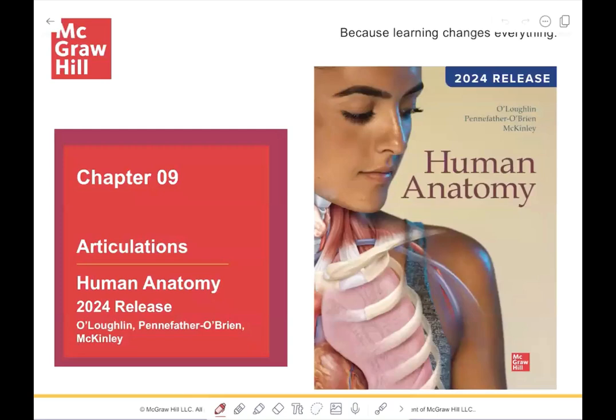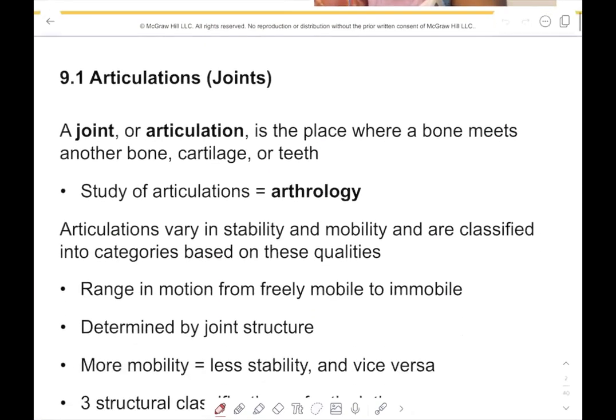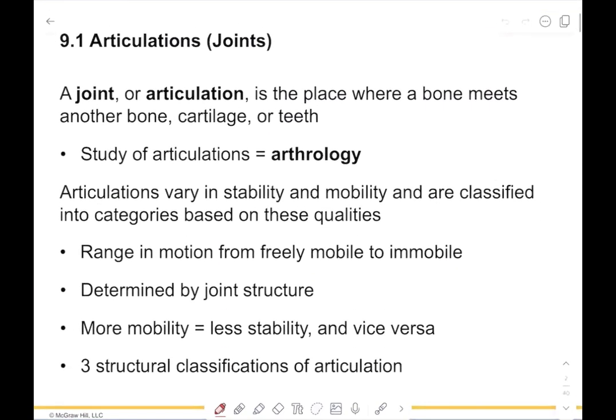Articulations are joints where one or more bones meet. Alternatively, it could be specific parts of bones. So the study of articulations is what's called arthrology. And again, it's where a bone meets another bone, cartilage, or teeth.